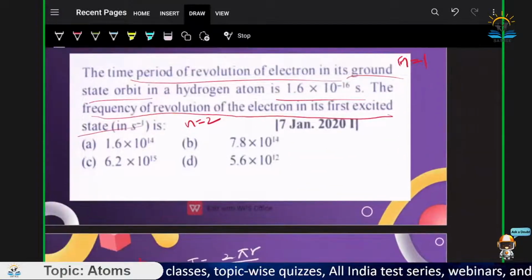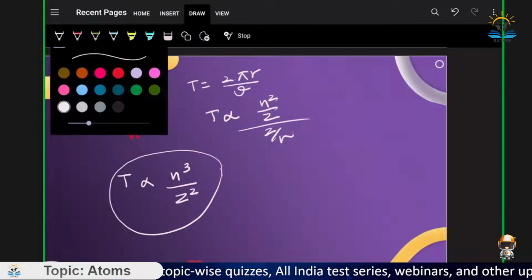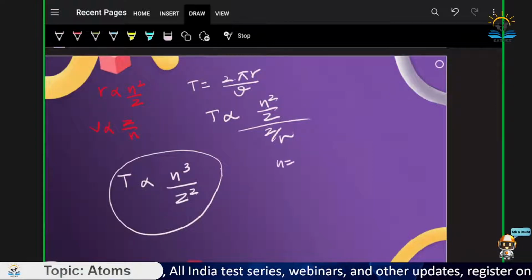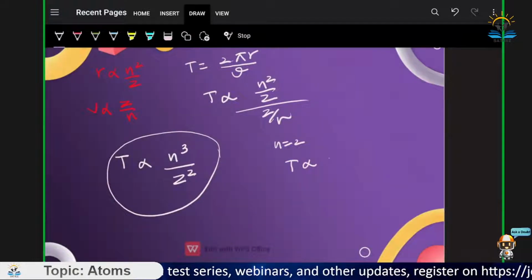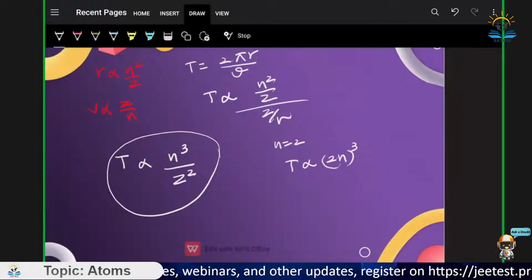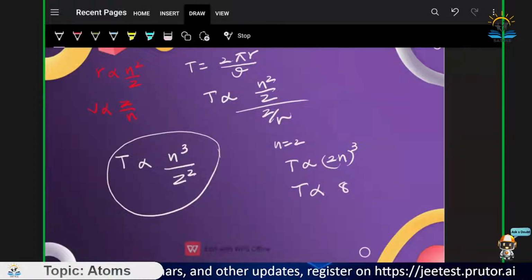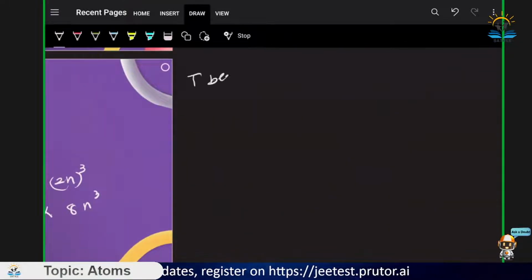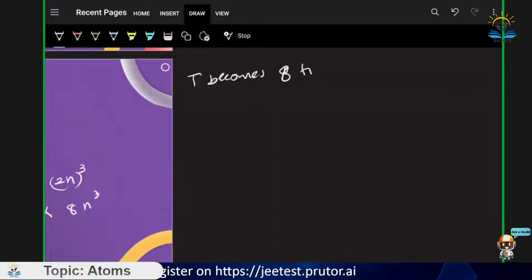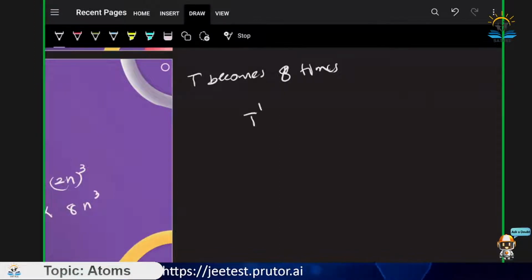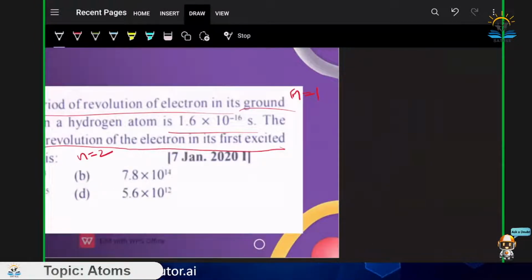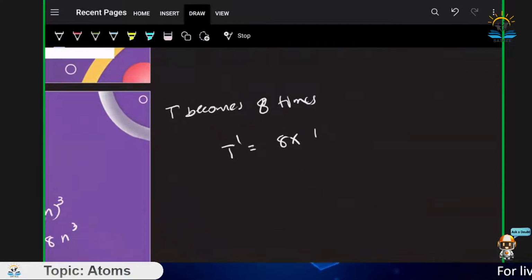Here I have to find the frequency at n equal to 2. So what will the time period at n equal to 2 be? T is proportional to 2 cubed, so T is proportional to 8 times n cube. So the time period becomes 8 times. The new time period T dash will be 8 into the first time period, because at n equal to 1 the time period is 1.6 into 10 raised to minus 16.